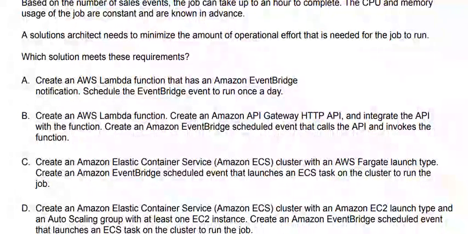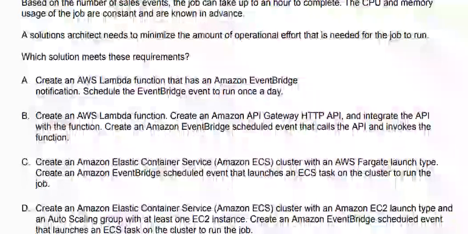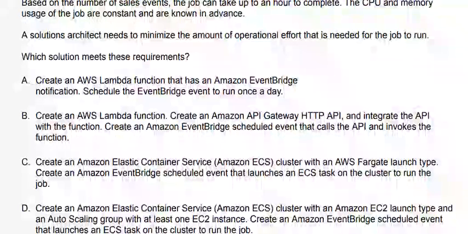Option B. Create an AWS Lambda function. Create an Amazon API Gateway HTTP API and integrate the API with the function. Create an Amazon EventBridge scheduled event that calls the API and invokes the function. Option C. Create an Amazon Elastic Container Service cluster with an AWS Fargate launch type.